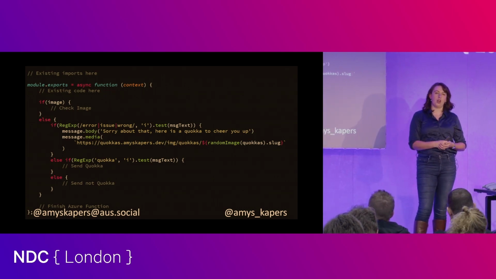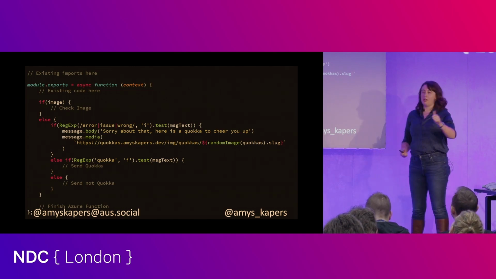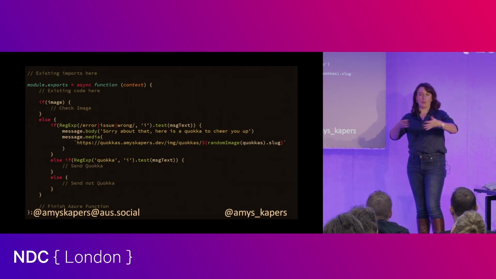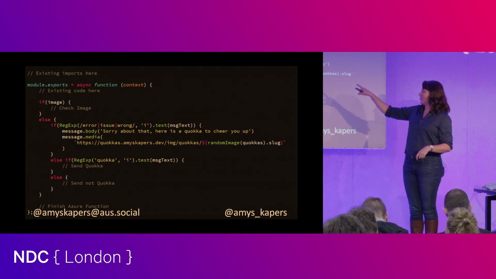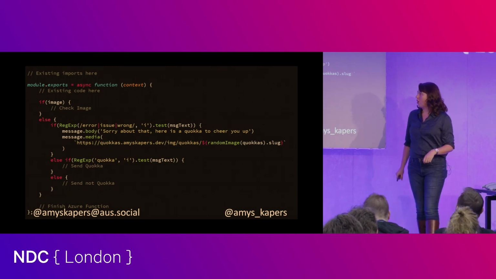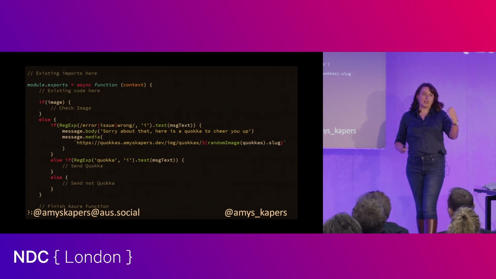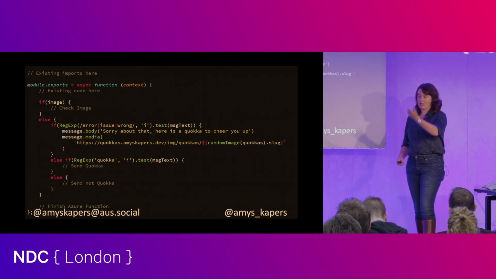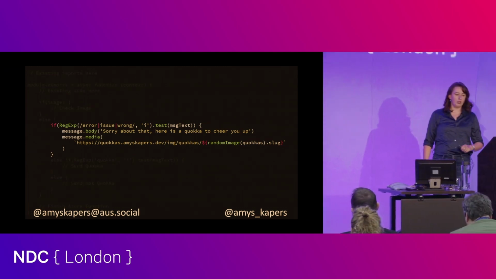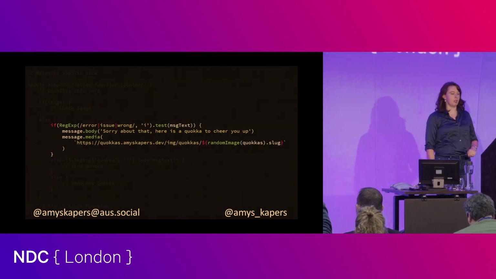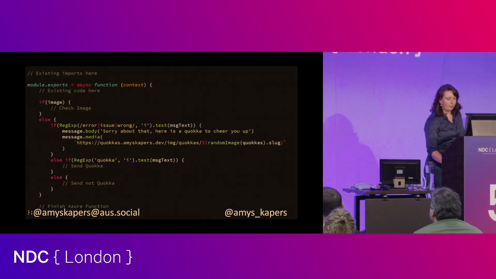Because we all know when something breaks, as long as you've got a picture of a Quokka, it fixes everything. Maybe that's what Microsoft should have done this morning, just send everyone a picture of a Quokka to cheer them up. We're then going to, once again, give them a random image of a Quokka. Once again, we have the same test of, does the message contain the word Quokka? Send them a Quokka, and if not, send them a picture that isn't a Quokka.